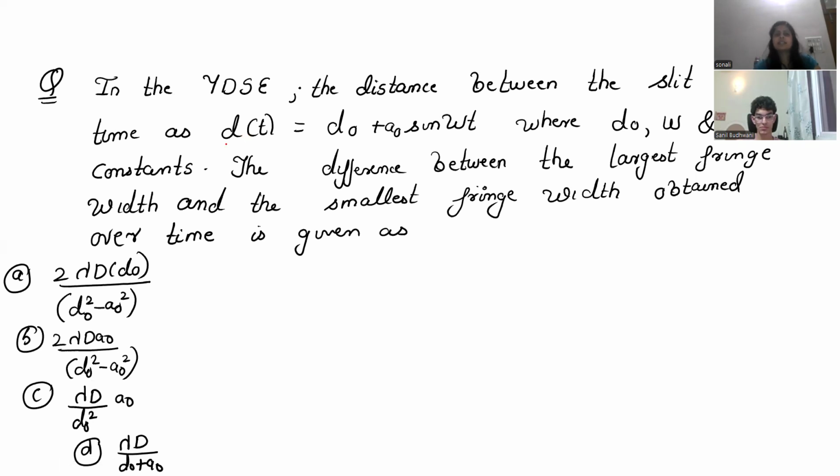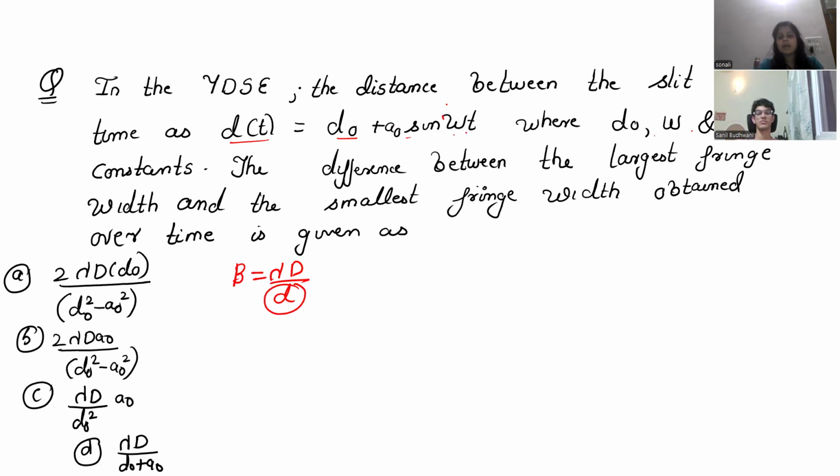The distance between the slits varies as d = d₀ + a₀ sin ωt, where d₀, ω, and a₀ are constants. The difference between the largest fringe width and the smallest fringe width obtained over time is given. The fringe width formula, as you know, is λD/d, which means it depends on the small d. Now we have to talk about the maximum and minimum.